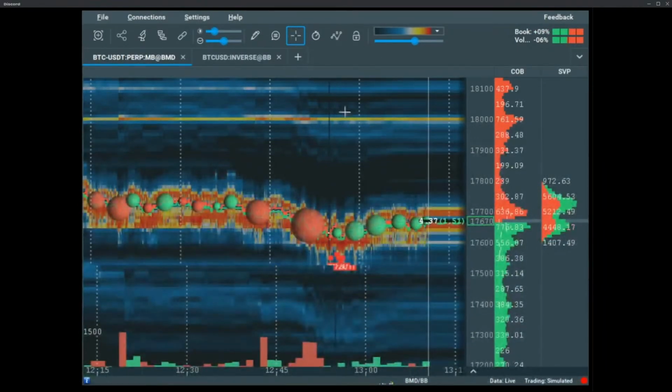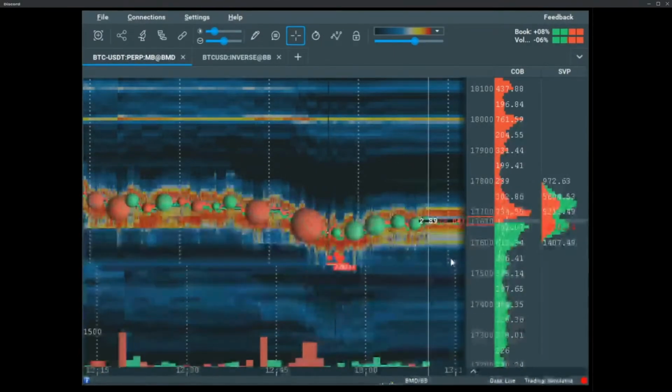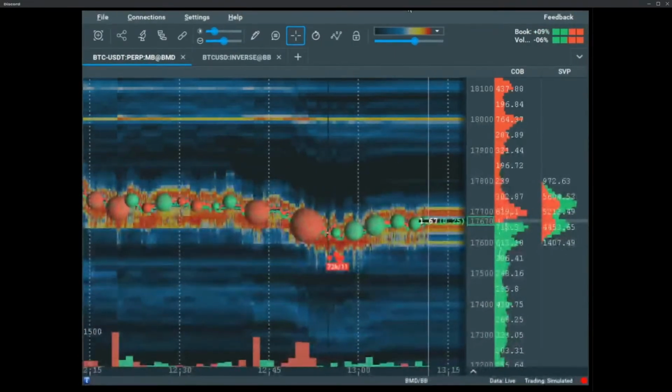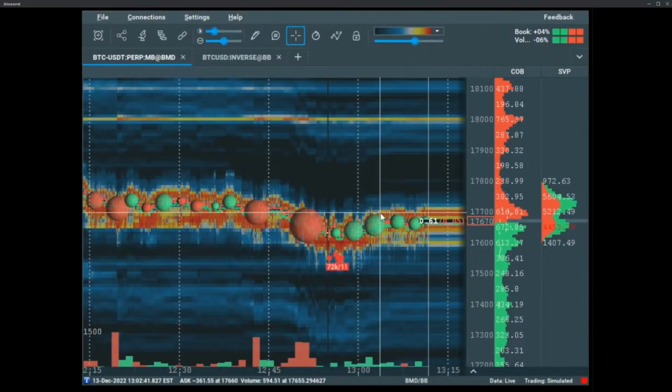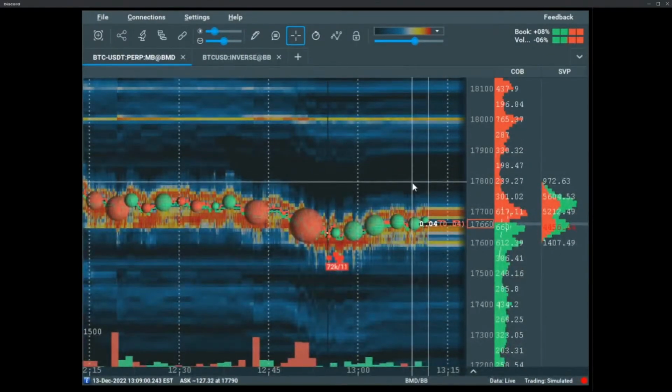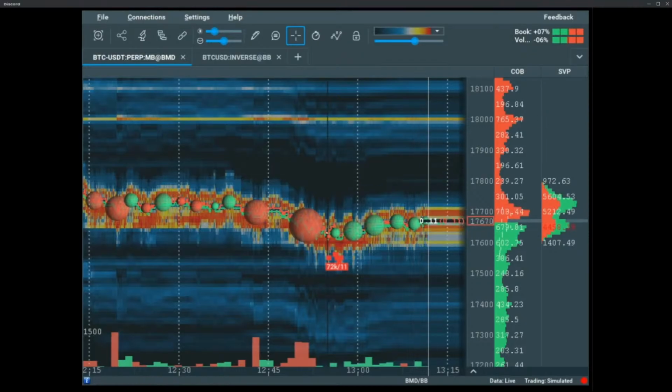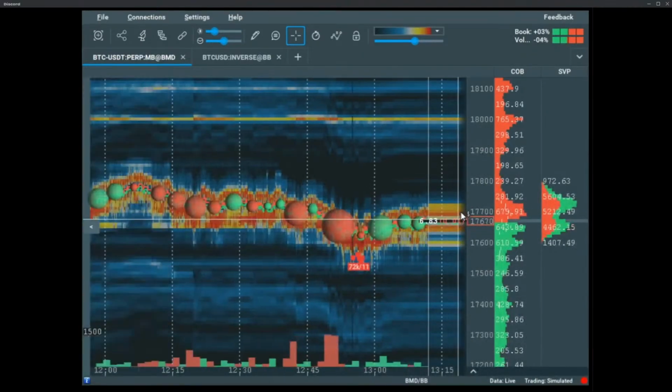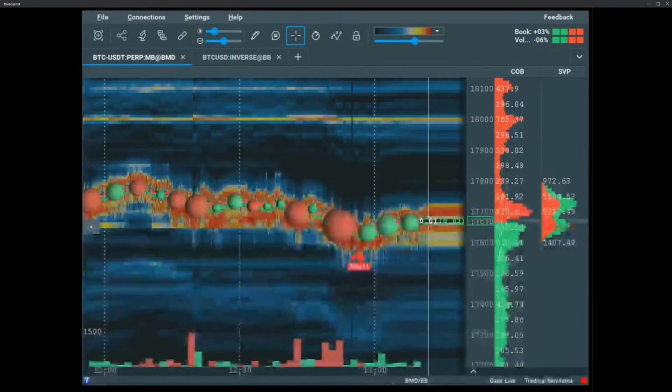What Bookmap does for me personally is it helps me, at key areas of support and resistance, figure out where we're likely to go for the rest of the week, because we'll be at what are called battle zones. Right now, 17,005 and 17,800 is pretty much a battle zone. If we get back above that, we can clearly get to 18.5 and back to this higher liquidity zone at 19,000.